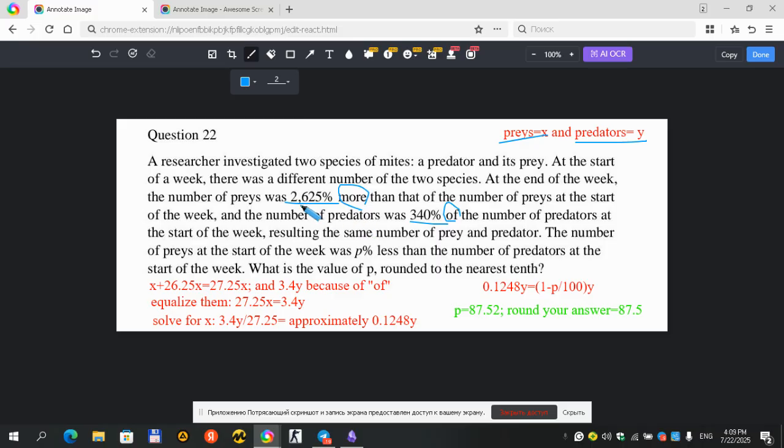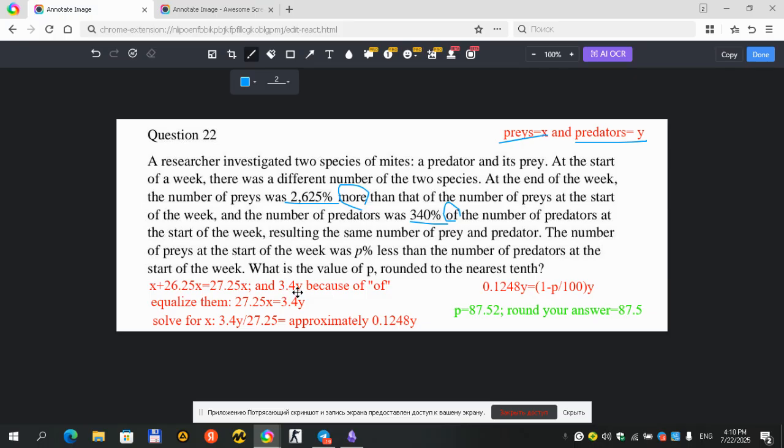So if we just divide 2,625% by 100%, it just means that it was increased by 26.25. But it says it's more than the number of prey at the start of the week. So the number of prey at the start of the week was x, and if we just add 26.25x to the starting number of prey, it'll be like 27.25x.